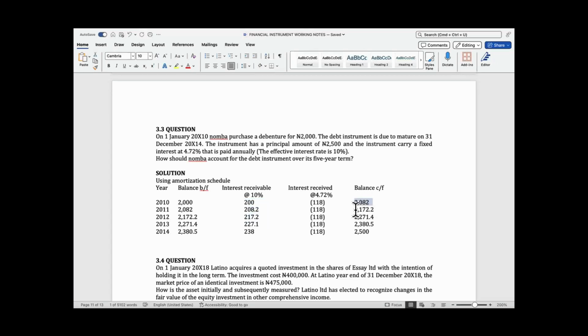These balances will be my financial assets at amortized cost. That will be the balances of my financial assets at the end of each year until I get to the maturity date where I would collect my money back. They will pay me my 2.5 and I'll net off the financial asset account and everything closes out. Any questions? Sarah, I can see your hand.